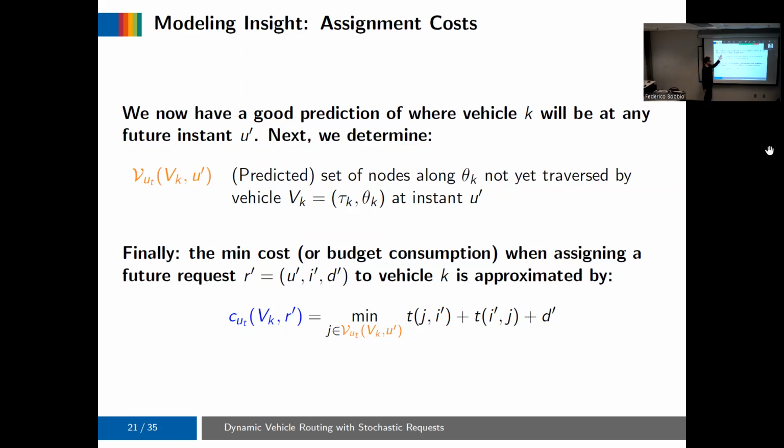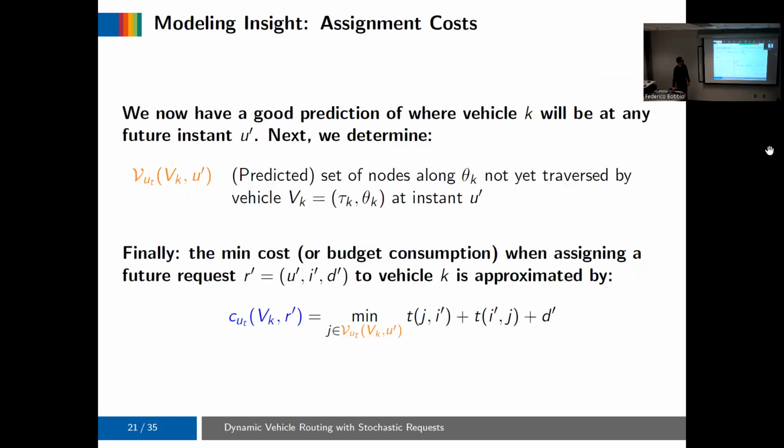And once you have this set of nodes, you can compute what is the budget that is required to serve these future requests by this vehicle K. So just take the minimum over the set of nodes that is expected to be traveled in the future of the fastest path from the node to the location of the request and coming back to the node, plus the duration required to serve the request. Okay.